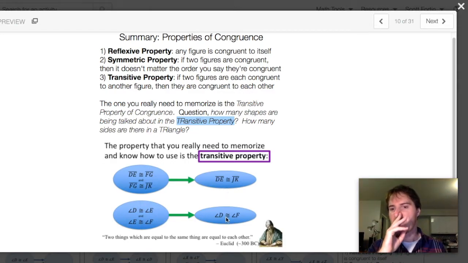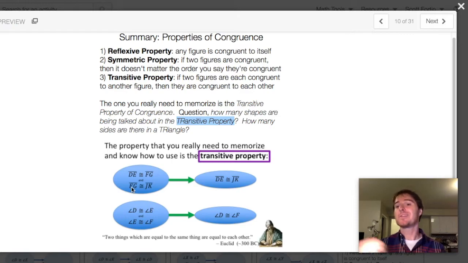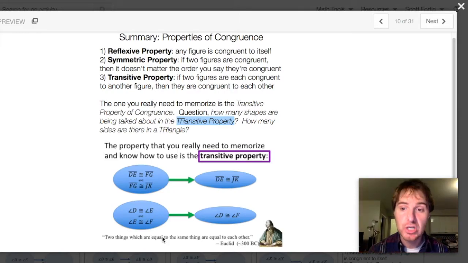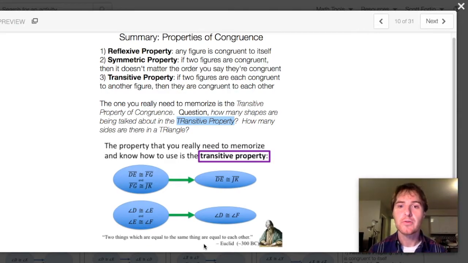One way I differentiate it from the substitution property is that you're actually building out a brand new equation. You're not substituting segment DE in for FG right here. You can maybe make the argument that you're doing that, but a better reason is that this is something called a common notion that Euclid wrote about in the Elements, and it's his very first common notion: two things which are each equal to the same thing are equal to each other.